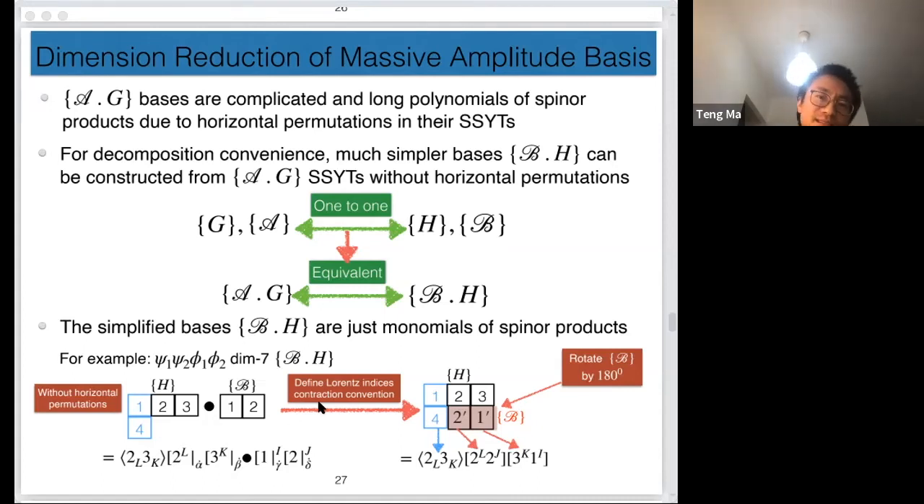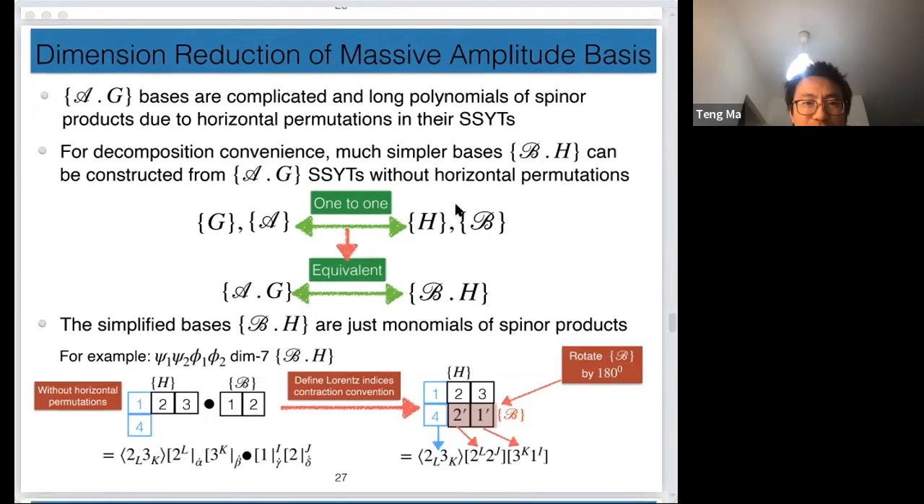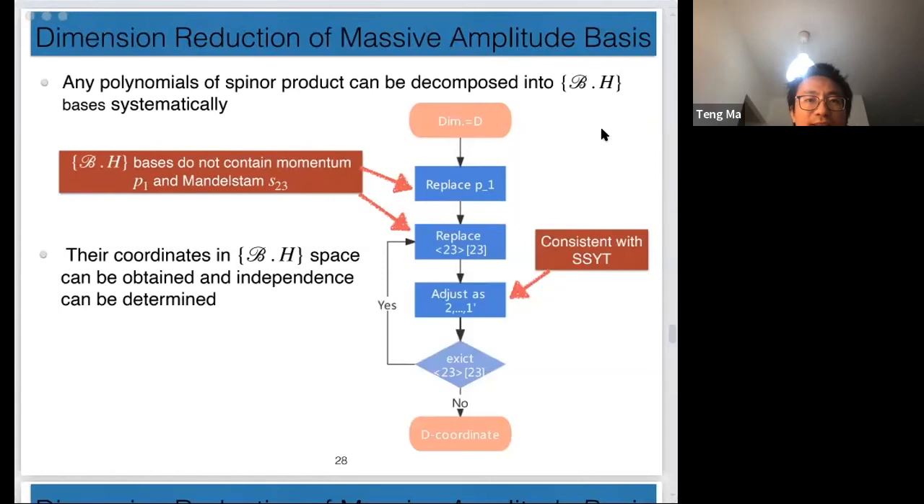In order to systematically construct the BH basis, we should define the convention of their Lorentz index contraction. The convention is that we rotate the B Young tableau by pi degrees and glue it with the H Young tableau to form a Lorentz scalar. The two boxes glued at the same column represent the contraction between the corresponding spinors. Then the BH basis can be constructed this way. We define this convention so that the computer can quickly construct the BH basis. With the simplified BH basis, any polynomial of spinor products can be systematically decomposed into the BH basis. The procedure is illustrated in this diagram.